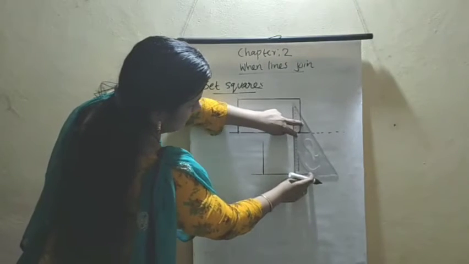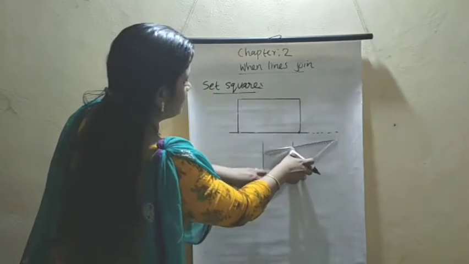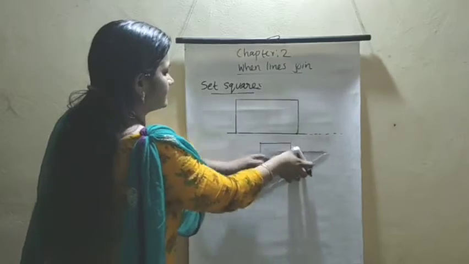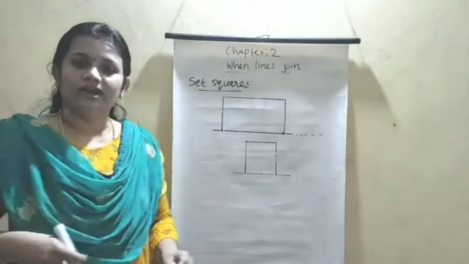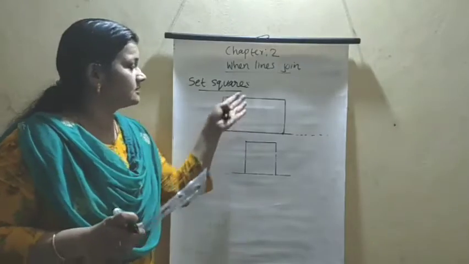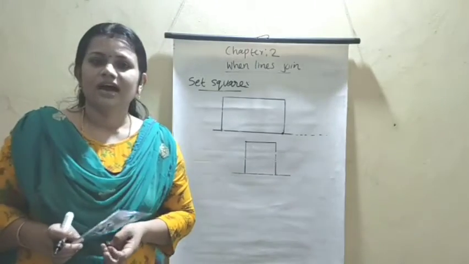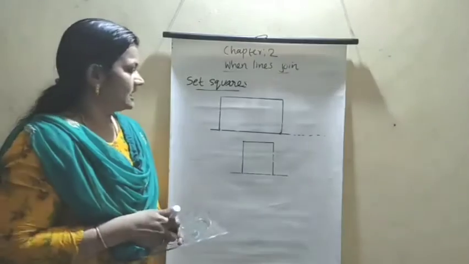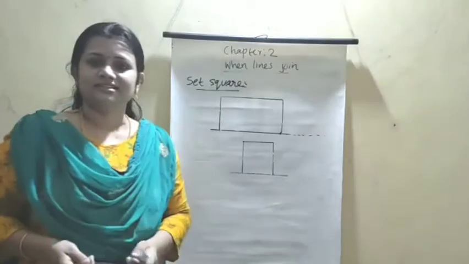Again here, do the 10 centimeter. Then join these 2 lines. What is this? This is also a square. Understood how to use the set square and how to make the rectangle and square? Understood all? Okay children, now you take your set squares and try this.